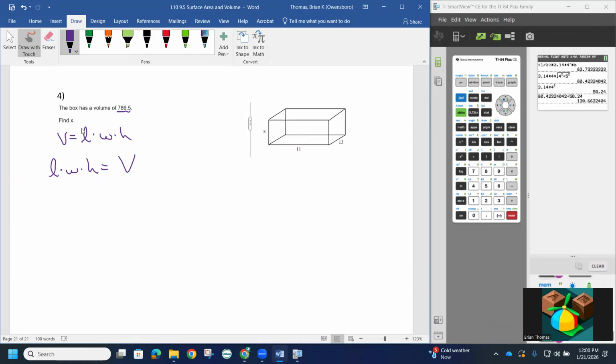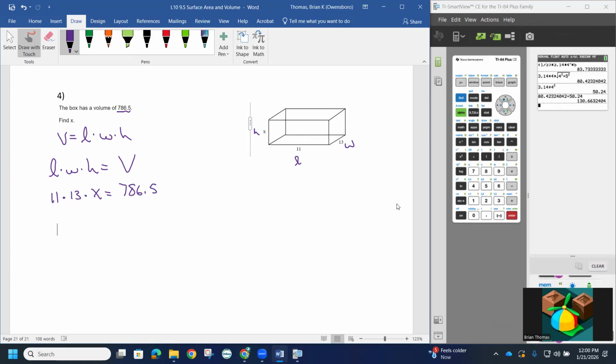So since I'm solving for X, I like to have my unknown on this side. So notice how I usually call this the length, this is the width, and this is the height. So if I substitute in, the 11 is going to go in for the length, the 13 is going to go in for the width, and X is going to go in for the height. And then the volume itself was given to us as 786.5. So the rest is solve for X. So that's how we have to simplify this left side.